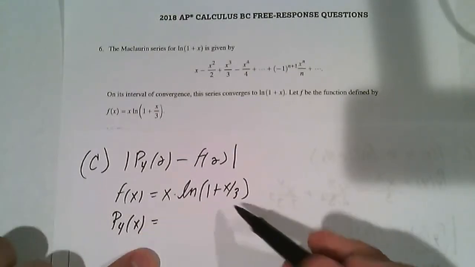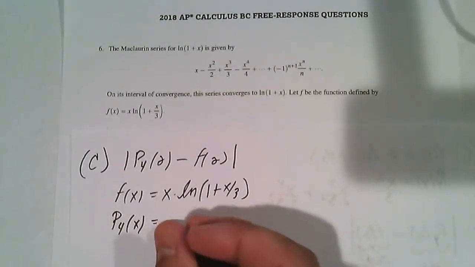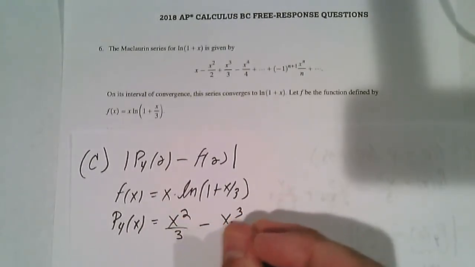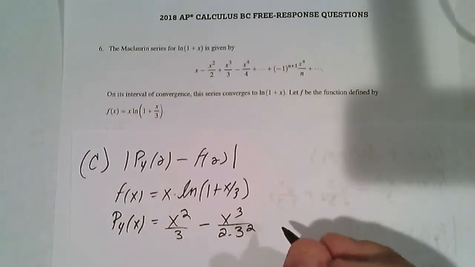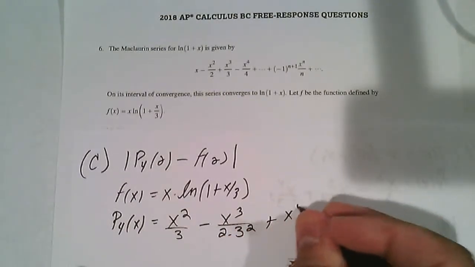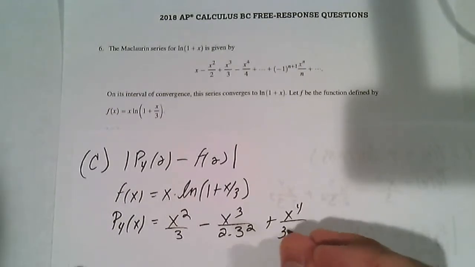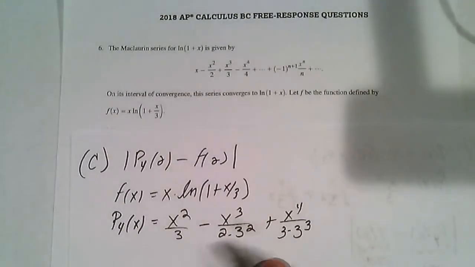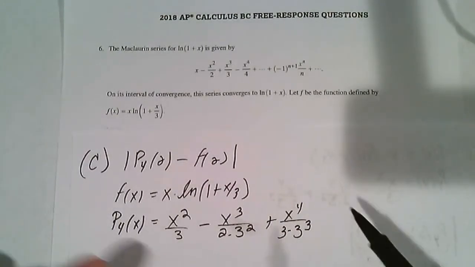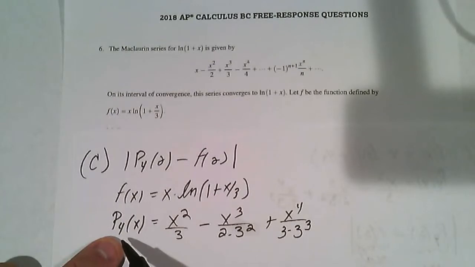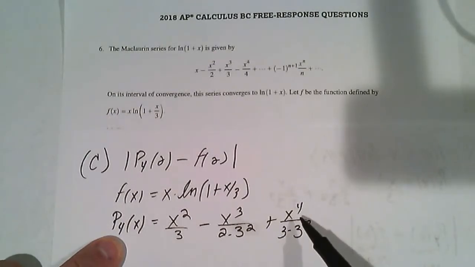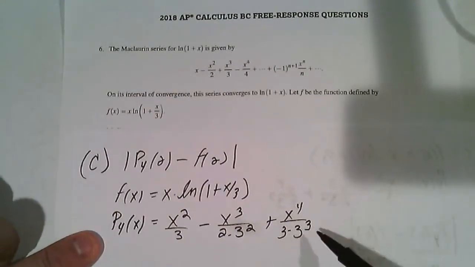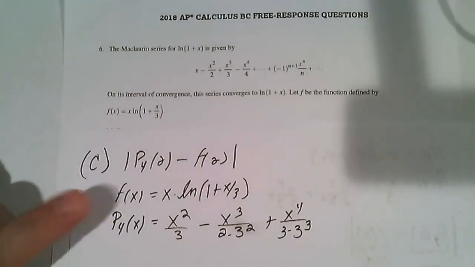So in order to build that, we're going to look at the terms that we created in part A. x squared over 3 minus x cubed over 2 times 3 squared plus x to the 4th divided by 3 times 3 cubed. Now there were other terms in that expansion that we created, but because we're looking at P sub 4, we want degree 4. We want no terms bigger than degree 4. All right, so this is P sub 4 of x. This is f of x.